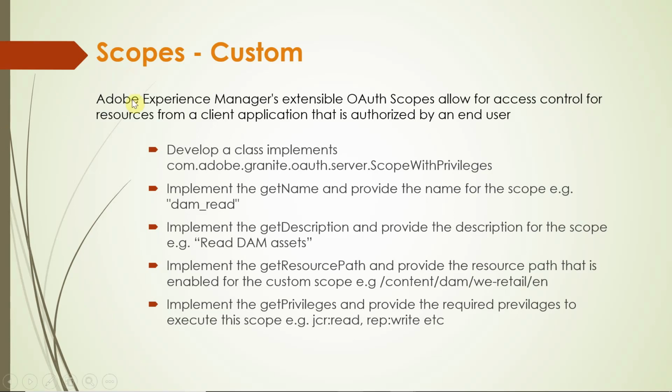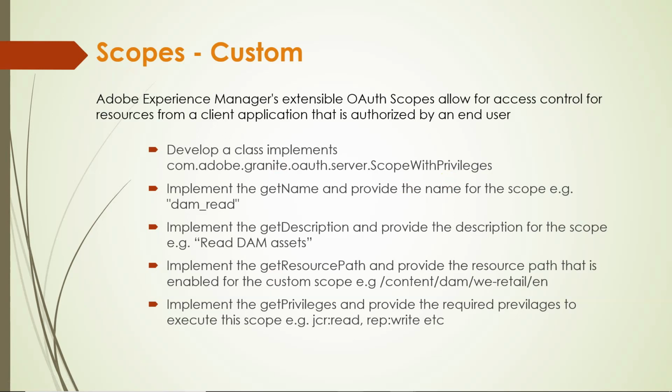For that, we need to develop a class that implements the interface com.adobe.granite.oauth.server.ScopeWithPrivileges. There is another interface, Scope, but if you need some privileges to be assigned to that particular scope, then obviously you have to go with this one. If no privileges are required, then you can go with Scope. That is one example. I think for offline access there are no privileges involved.